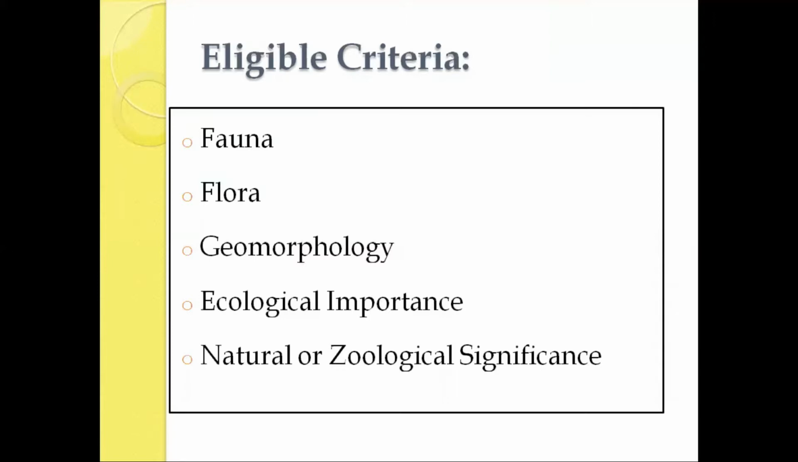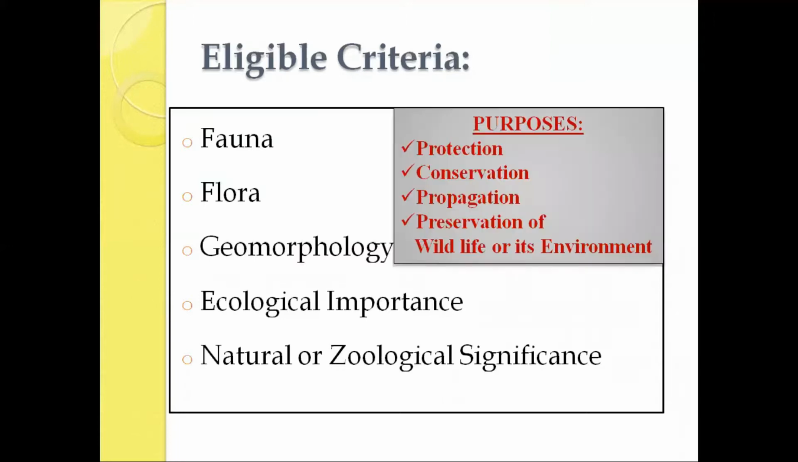So, when any area fulfills these criteria, the state government will declare such areas as protected areas. And the purpose of such declaration is to protect, to conserve, to propagate, and to preserve wild animals and their natural habitat or natural environment.